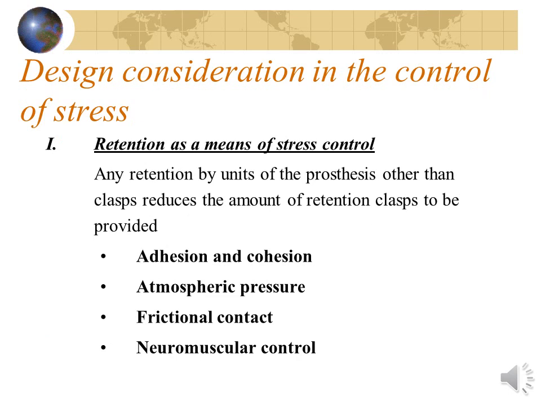So, coming to the design considerations in control of stress. First is retention. The denture should be designed in such a way that the retention obtained from the clasp is just enough to provide adequate retention to prevent dislodgement of the denture. The retentive clasp should be designed such that it is active only during insertion and removal.